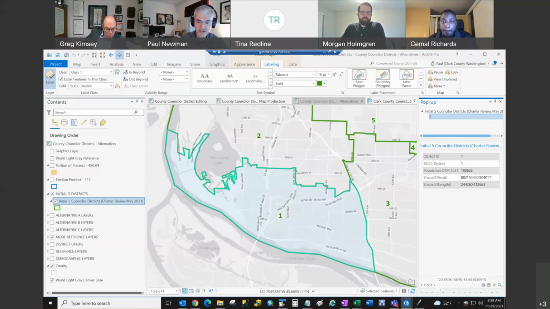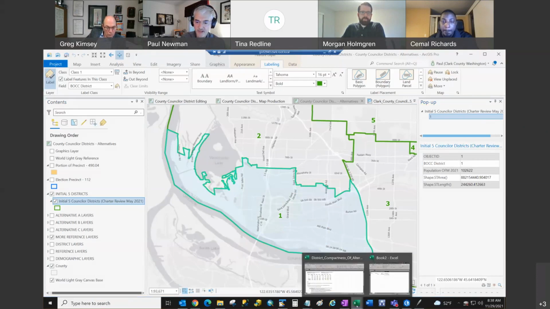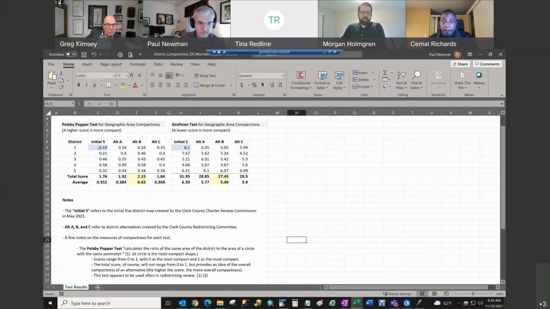If we look at District 1 here and this very jaggy line and the numbers, for the Polsby-Popper, we see a very low score, 0.19, and here the higher the better. I think with this one, the best score is a 1. That's most compact. Also with the Grafmann, you want a lower score to be more compact, and this has actually the highest score of everything. Then as we move into alternative A, B, and C, the scores become more in line with others.